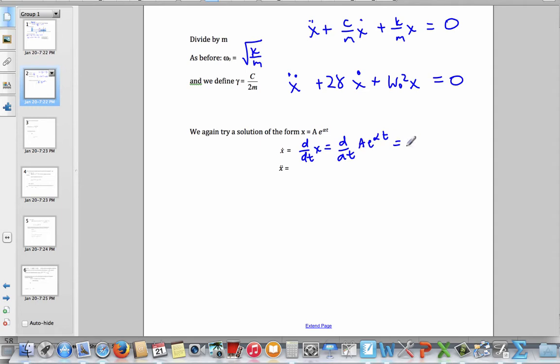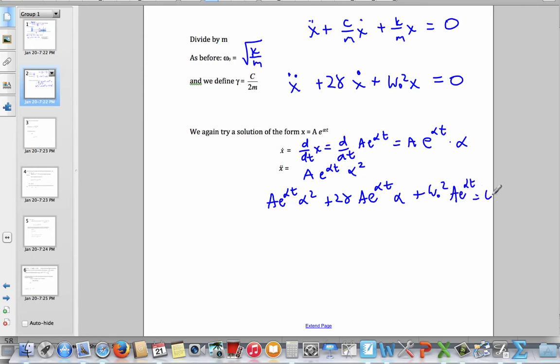So we know how to do this from Cal 1. The a is a constant, it comes out. The derivative of the exponential function is itself times the derivative of the exponent. Well, the time derivative of alpha t is just alpha. Now, if we do the second derivative, then we're going to get alpha once, alpha twice, so a term that looks like alpha squared. So when we put all those in: a e to the alpha t alpha squared, that's this one. Then we're going to have 2 gamma times a e to the alpha t times alpha. Then omega naught squared times x, that's a e to the alpha t. And all of that's got to be 0.